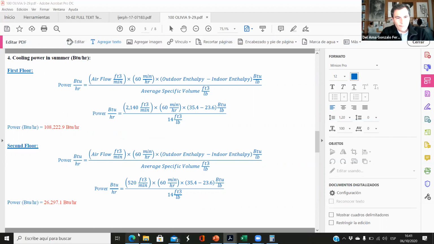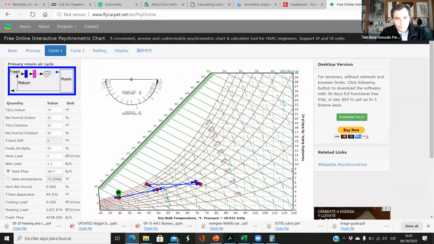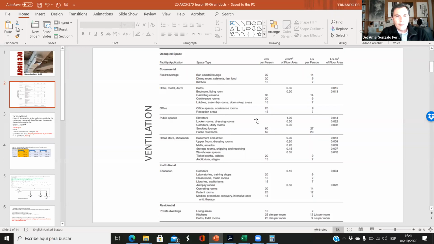Okay, but what we are doing is, first we need to calculate the CFM, so the ventilation load. It depends on the number of people. Well, it depends on the use of the building, but unless we are designing bars or gambling casinos or smoking rooms or whatever, it's 20, it's fine. So we have to use this and that's it.